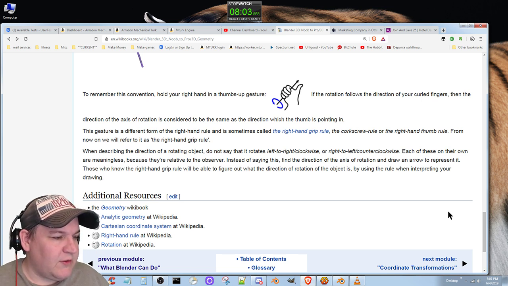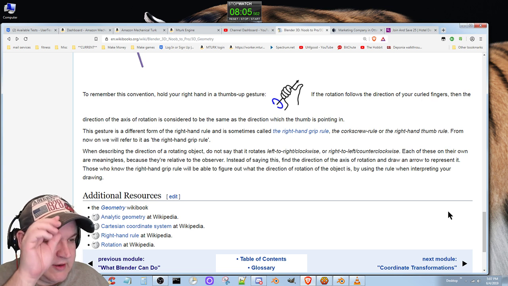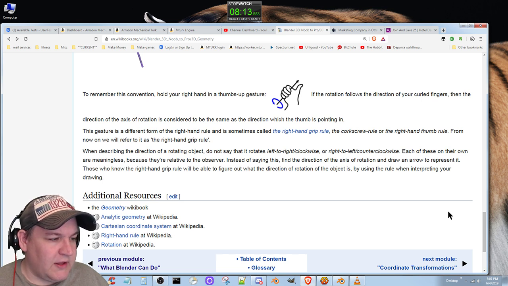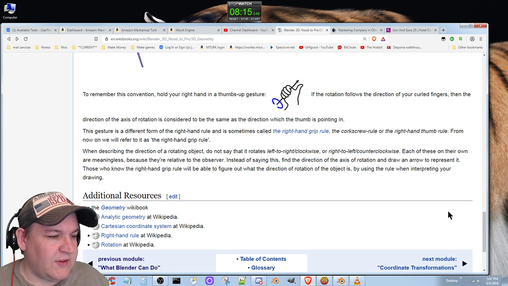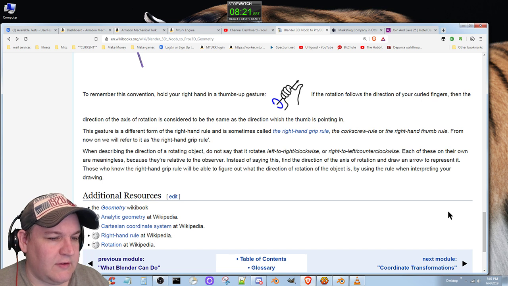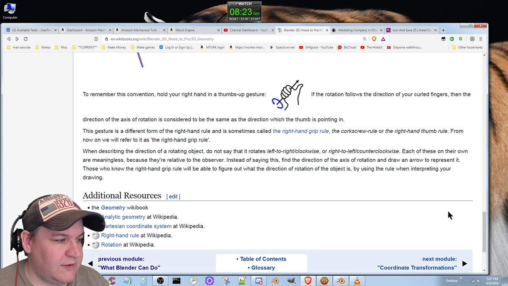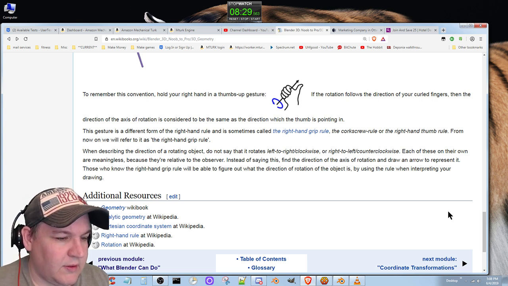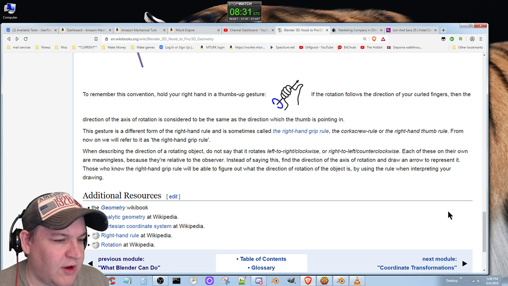When describing the direction of rotating an object, do not say that it rotates left to right clockwise or right to left counterclockwise. Each of these on its own is meaningless because it's relative to the observer. Instead of saying this, find the direction of the axis of rotation and draw an arrow to represent it. Those who know the right hand grip rule will be able to figure out which direction the rotation of the object uses by using the rule when interpreting your drawing.